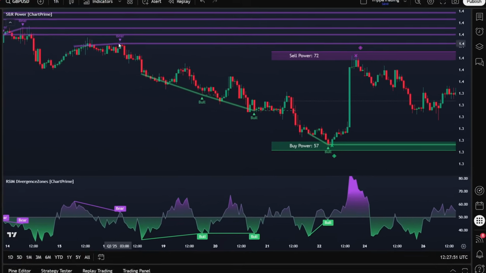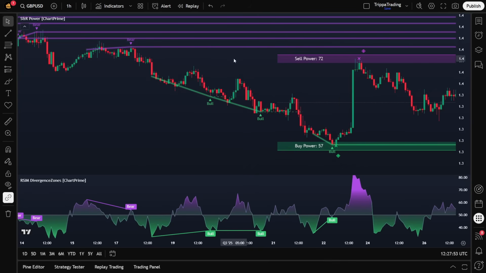Same thing the other way. A bearish divergence inside a strong sell zone is a big warning sign for downside. Let me give you some quick scenarios.